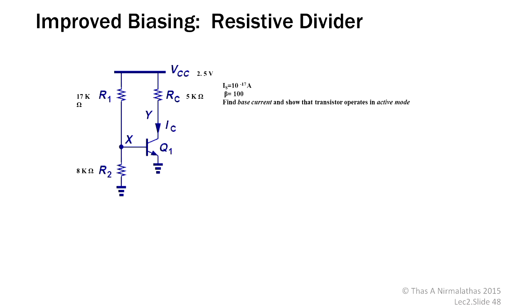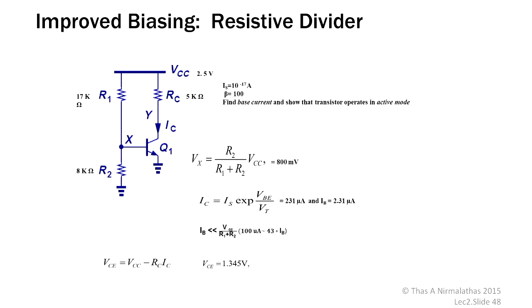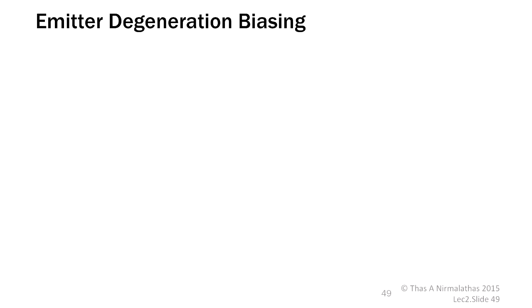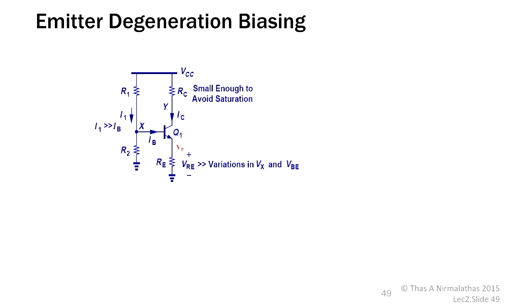So we said this is improved, but it still has some issues because this is sensitive to the resistor variation. That is a problem when you fabricate the device or when you replace one resistor value. Then people came up with the idea of emitter degeneration biasing. Here we are connecting a resistance after this diode, the forward-biased part. So this is called degeneration.